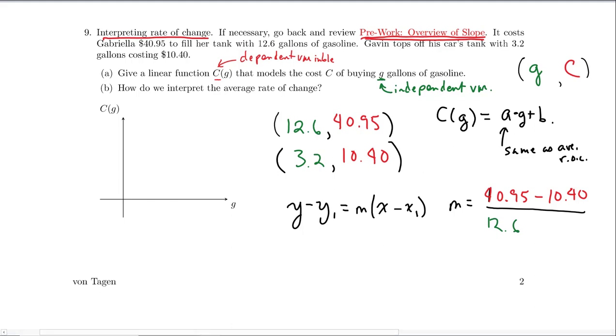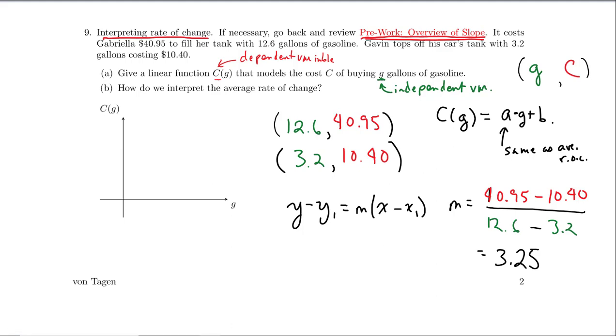12.6 minus 3.2. So if I were to go ahead and crunch this, I would end up with 3.25, and you could write that as a fraction if you wanted to, but I ended up with 3.25 for that slope.